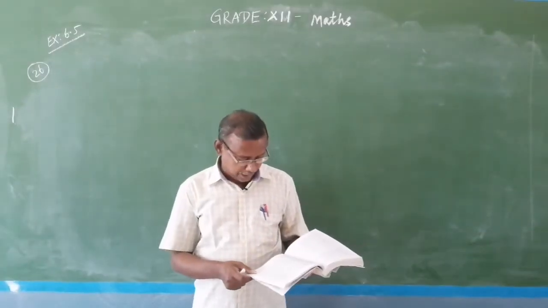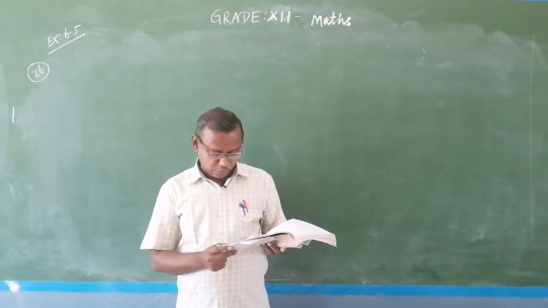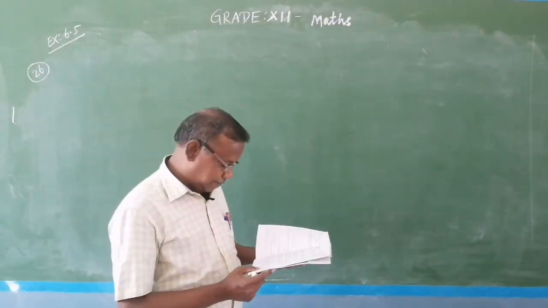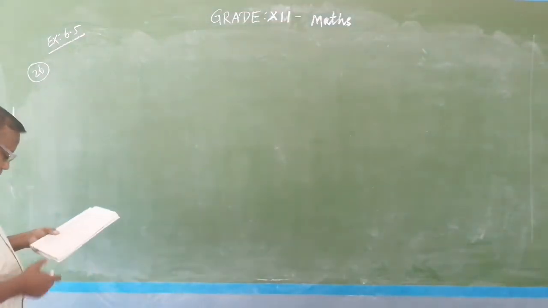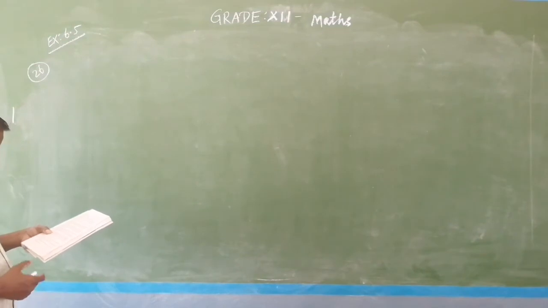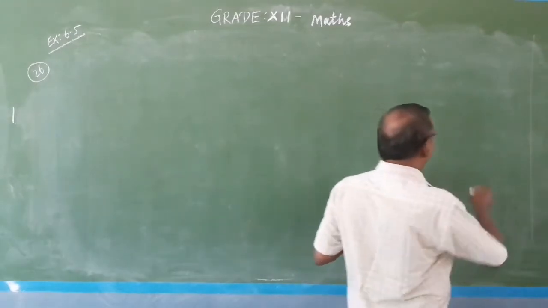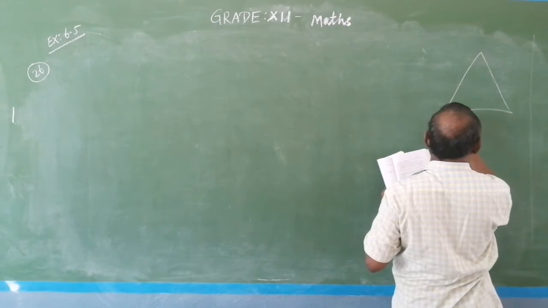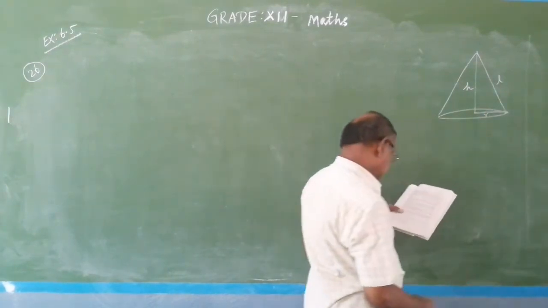Now question number 26. Show that the semi-vertical angle of a right circular cone of given surface area and maximum volume is sin inverse of 1 by 3. We are given the surface area and maximum volume, and we have to show that the volume is maximum when the semi-vertical angle is sin inverse of 1 by 3. Now consider a right circular cone with altitude h, base radius r, slant height L.